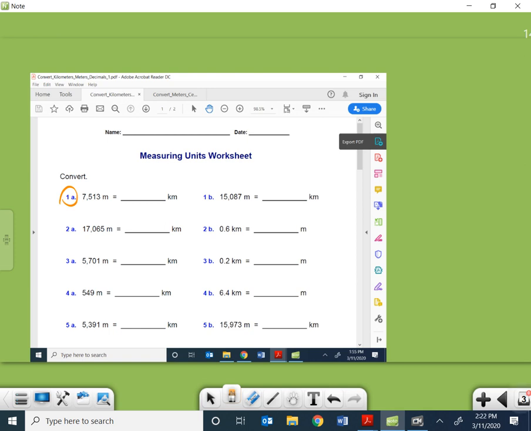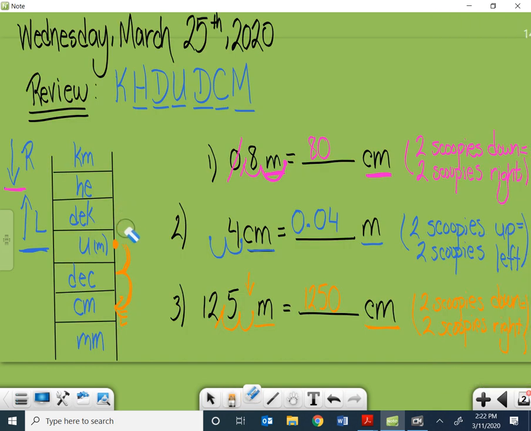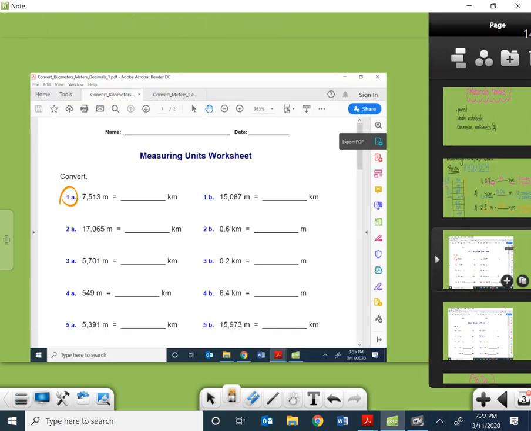Okay, I'm going to go back to my ladder. Let me erase this. Okay, let me do it now. So I know I'm starting off at meter, and I want to go to, I think it was kilometer. Yeah, I want to go to kilometers. So 1, 2, 3. So I've gone 3 scoopies up. That means I need to go 3 scoopies left. So let's try that. 3 scoopies left.